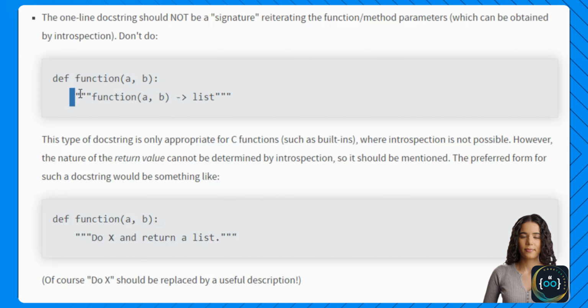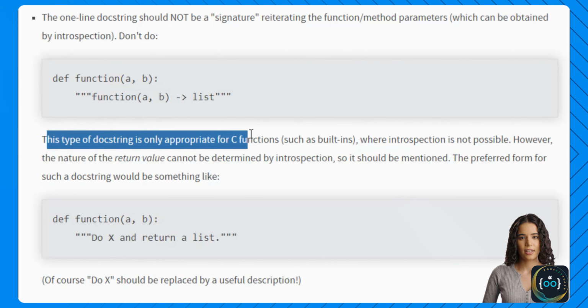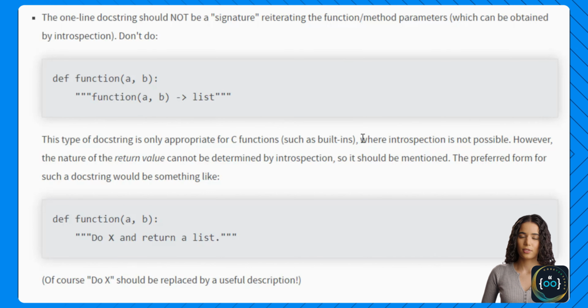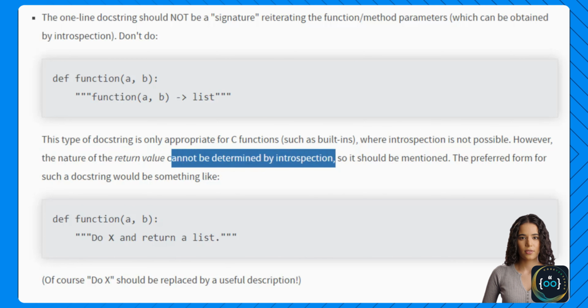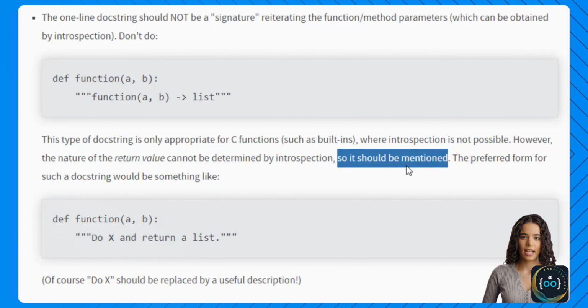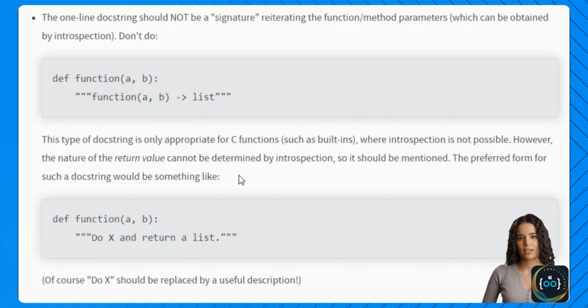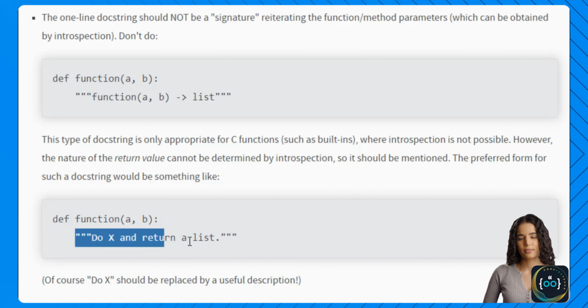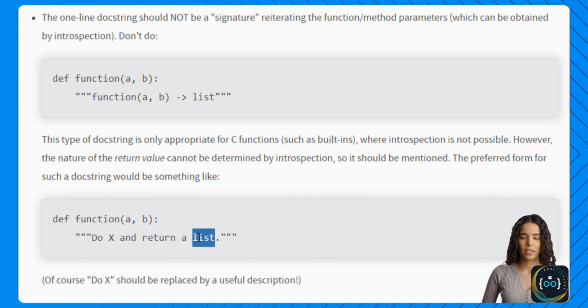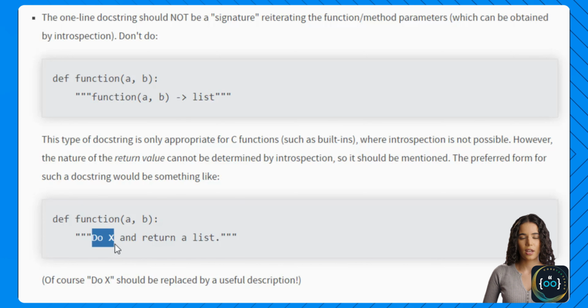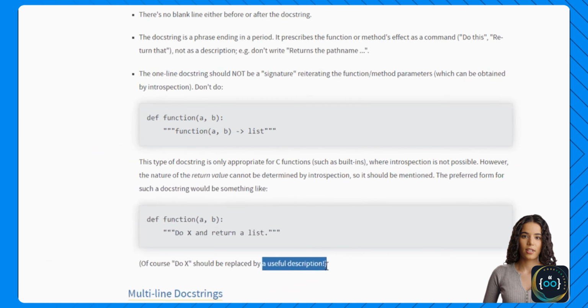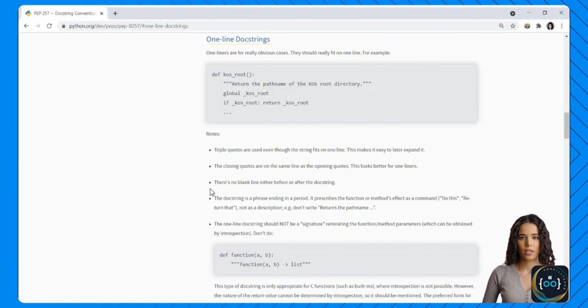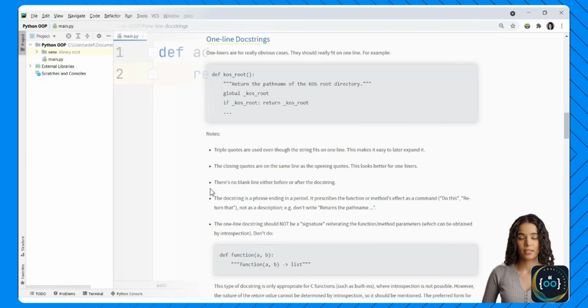Right here we see below, referring to this type of docstring, it says that it is only appropriate for C functions such as built-ins, where introspection is not possible. However, the nature of the return value cannot be determined by introspection, so it should be mentioned, okay? The preferred form for such a docstring would be something like this. Do X, do something, and return a list, okay? Of course, we should replace do X by something that is useful, a useful description, like it says right here. Okay, so these are the basic guidelines for one-line docstrings in the documentation.